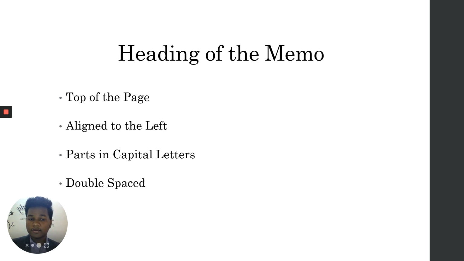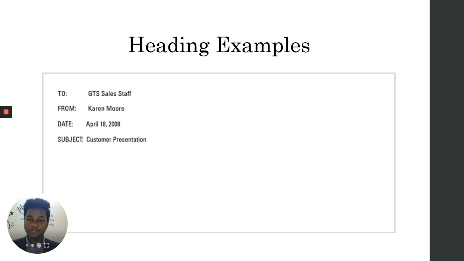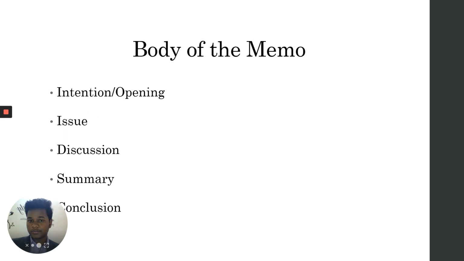For writing the heading of a memo, we have to follow a few instructions. It should be on the top of the page, aligned to the left, and every part of the heading should be in capital letters, and also it should be double spaced. Keeping all these instructions in mind, here is an example in which we have a heading of the memo on the top of the page, left aligned. All of the headings are in capitals and it is double spaced.